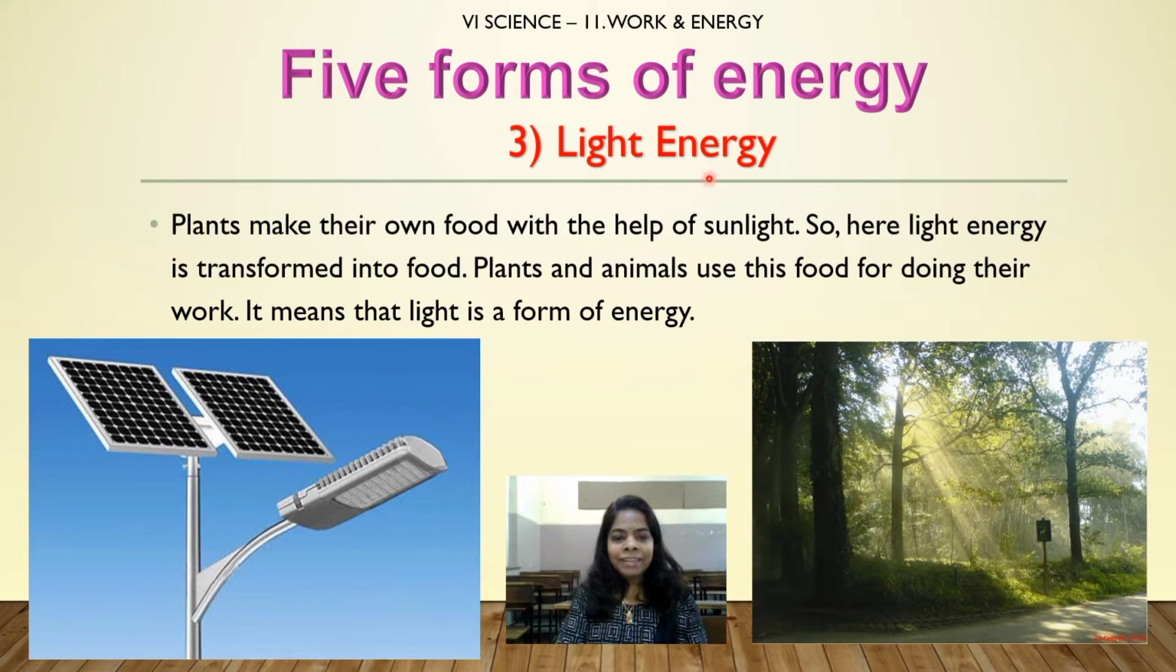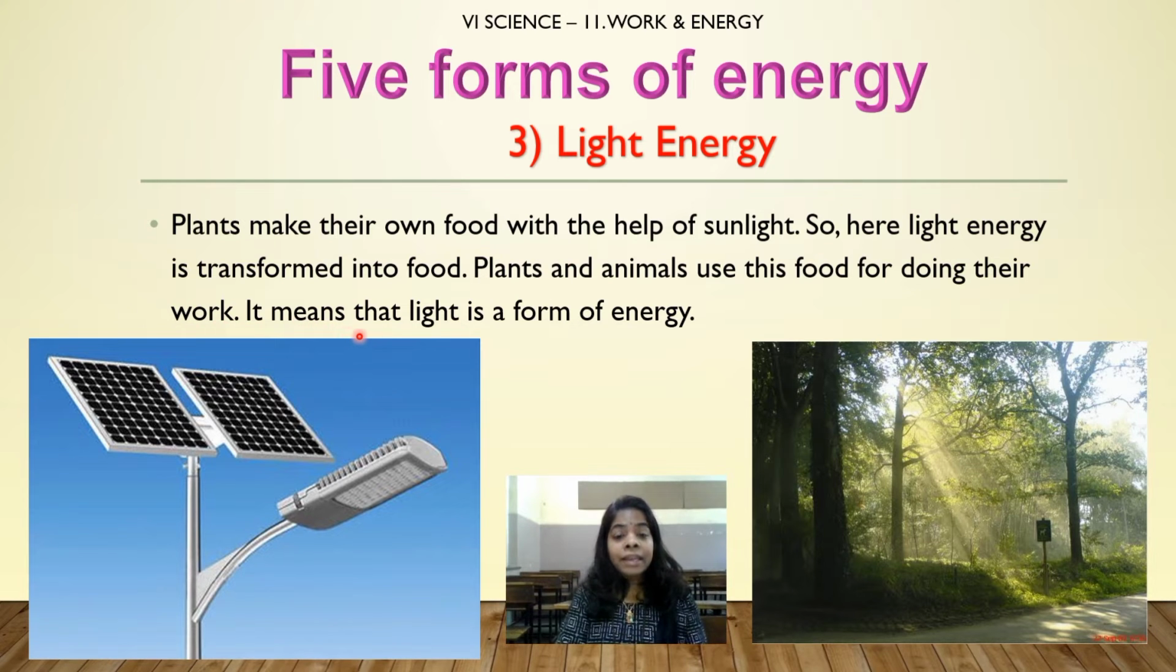Third one, light energy. Plants make their own food with the help of sunlight. So here light energy is transformed into food. Yes, these plants and trees are converting the sunlight's light energy into food. And this is the food which we are eating. All the animals directly or indirectly are eating. Plants and animals use this food for doing their work.